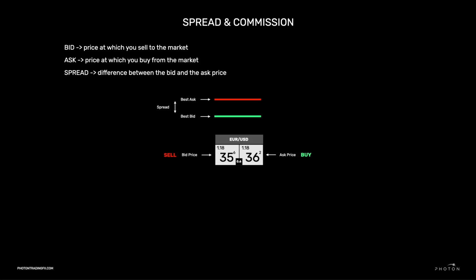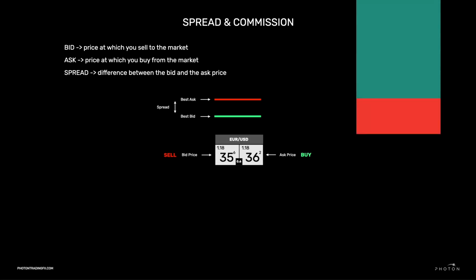1.18359. Now, if you were to go long on euro dollar, so let's say you buy euro dollar, then you would be buying at the ask price. So you go long at 1.18362. Remember, we buy at what the market is asking.